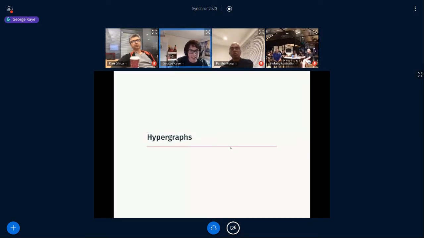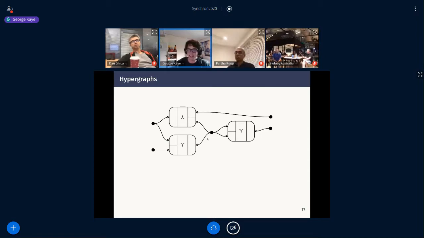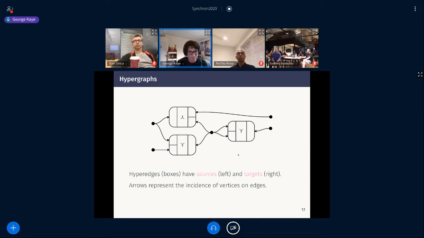So the diagrammatic language in question is hypergraphs. A hypergraph is just a graph: we've got vertices, but rather than edges connecting two nodes, we can have these edges, these boxes, to connect an arbitrary amount of vertices. And these boxes have sources on the left and targets on the right. So the source of, say, this edge is this one, and then this edge has these target vertices here. Obviously, these arrows represent what's connected to what.